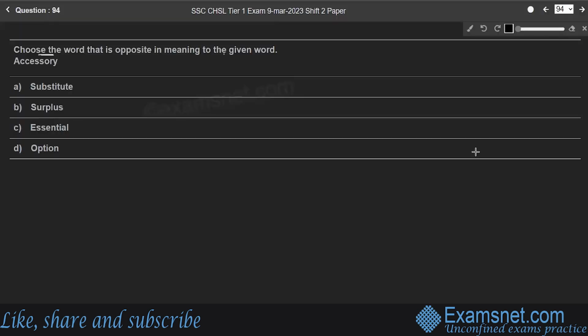Question 94. Choose the word that is opposite in meaning to the given word. So the given word is accessory. Accessory means something that is additional or supplementary to the main thing.